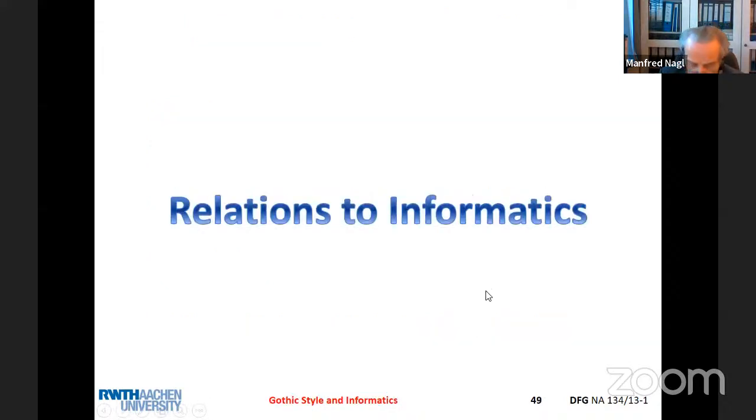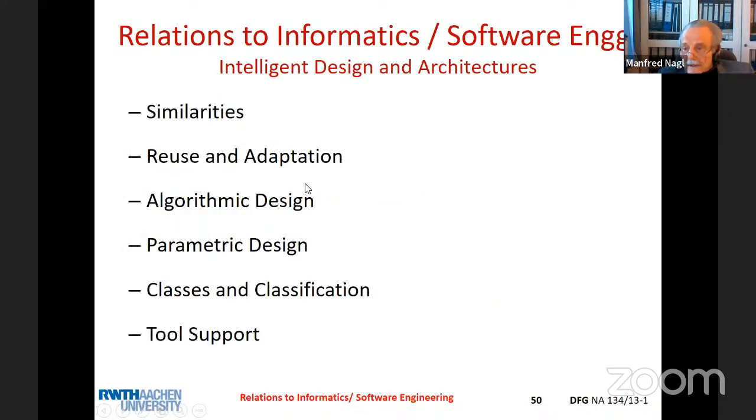Now I come to the relations to informatics. That means especially software engineering in my talk, but you can see that it's quite similar if you take an engineering discipline. Whenever you have different systems which share some characteristics, you can apply the same kind of modeling, the same kind of design as we have shown here. So what you need are structural similarities. What you need is to make use of reuse and also of adaptation.